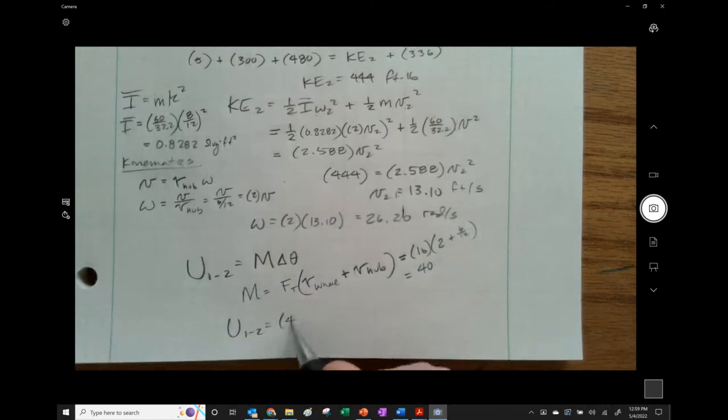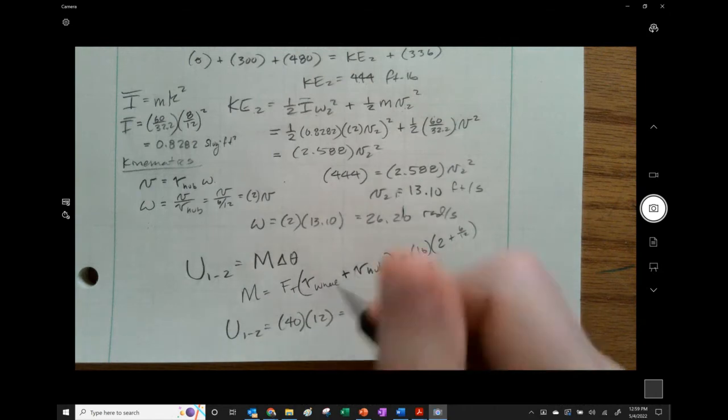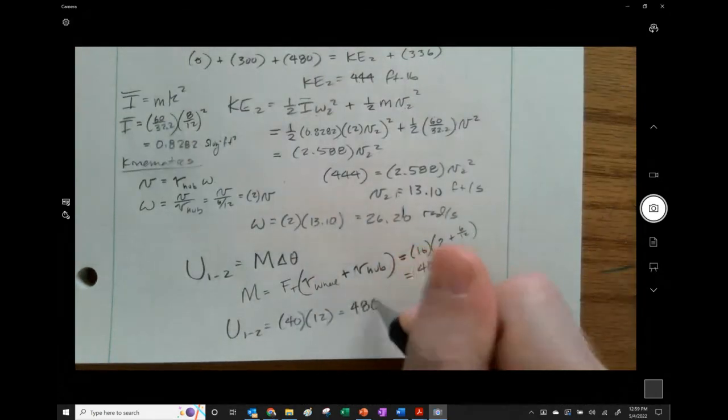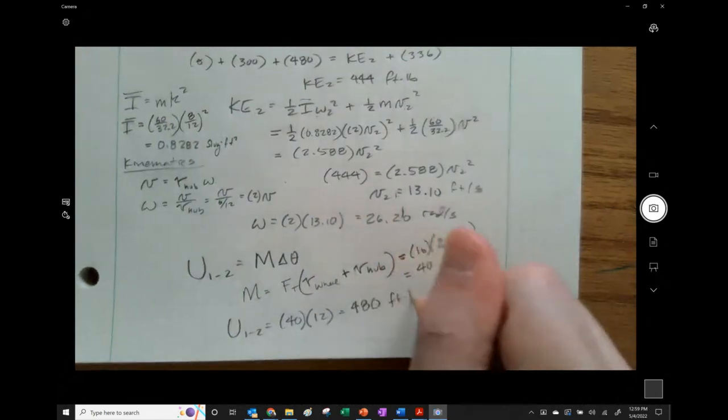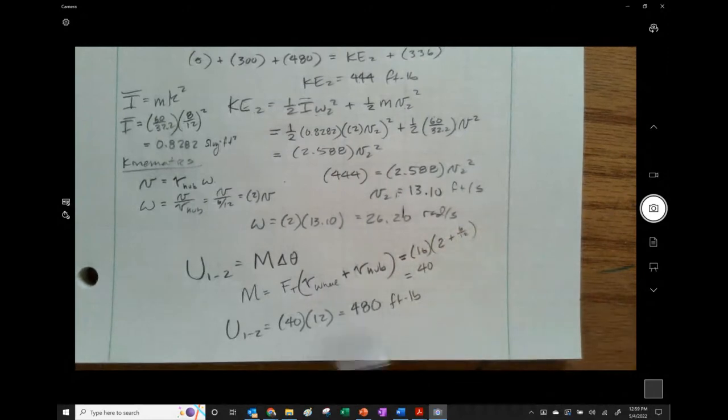So we'd say 40 times 12, right? So you get 480 foot-pounds. Yeah. So I think it's all about whether I decide that the moment should be about the center of the thing or whether it should be about the point of contact. And I think it should be about the point of contact.